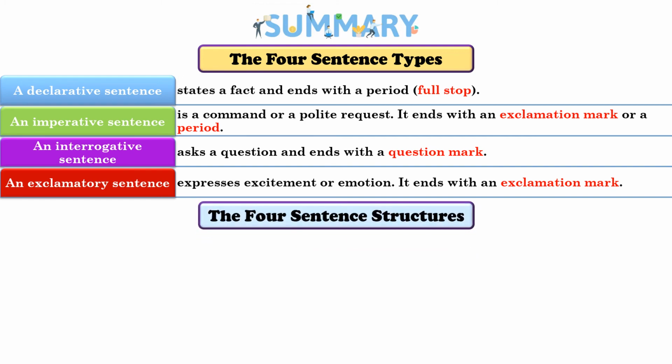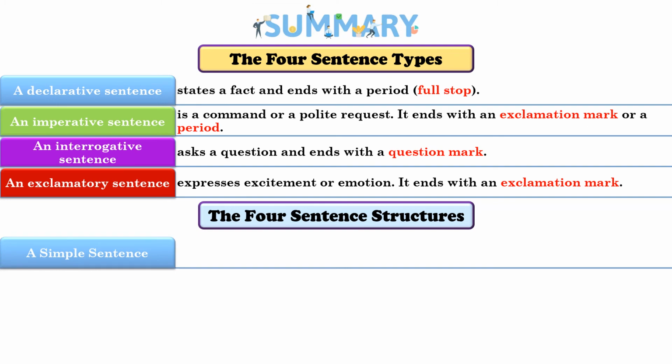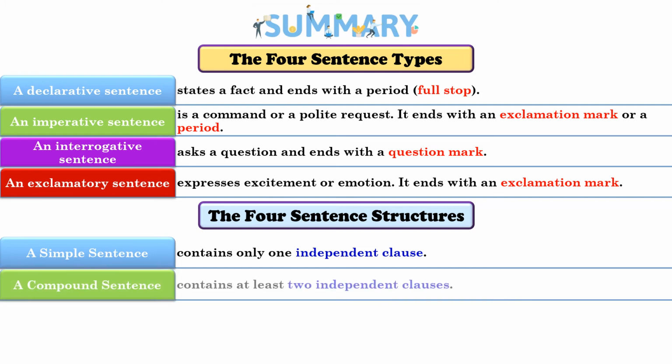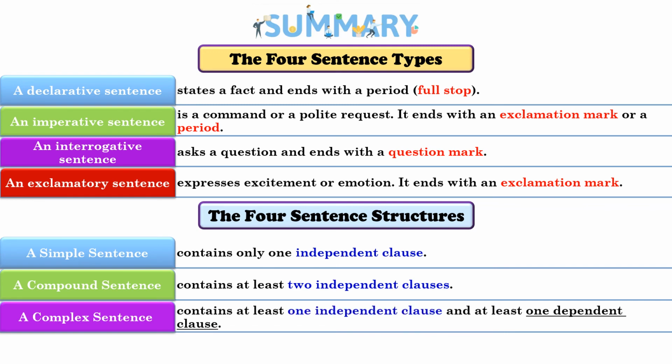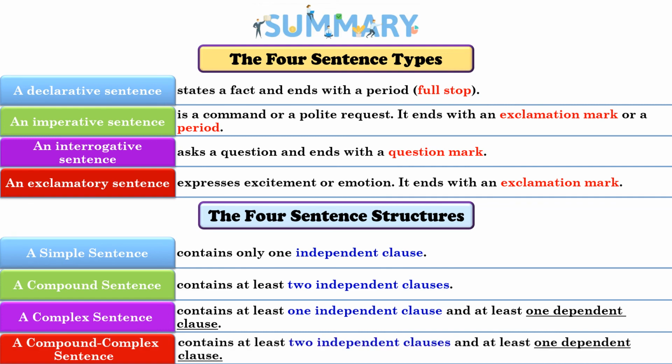We've also seen the four sentence structures, which are a simple sentence, which contains only one independent clause, a compound sentence, which contains at least two independent clauses, a complex sentence, which contains at least one independent clause and at least one dependent clause, and a compound complex sentence which contains at least two independent clauses and at least one dependent clause.